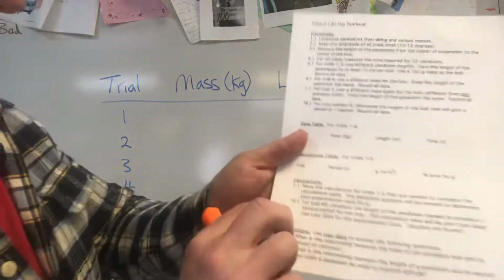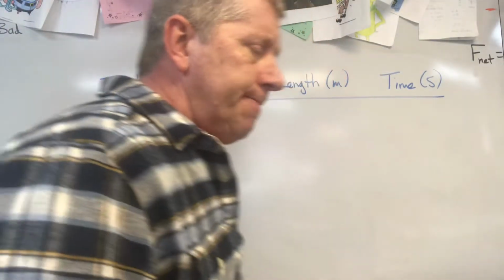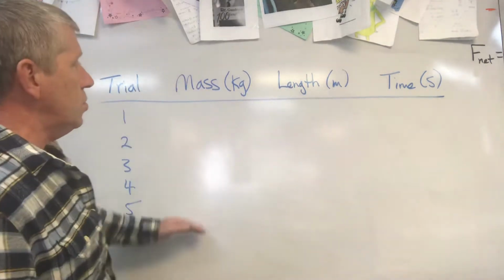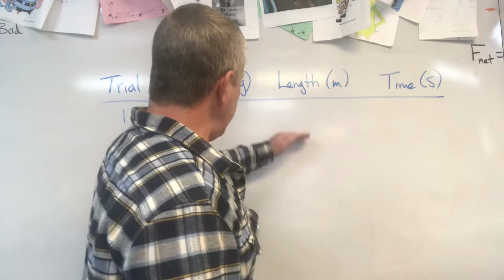There's a star here for calculations down here because you're dealing with number 6, which is a different calculation than trials 1 through 5. So let's go through that quickly. Hopefully at this point you have this all filled out. You have the masses we used, the length that we used, and the times.